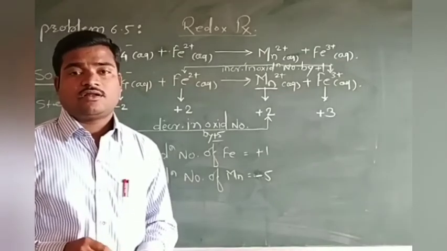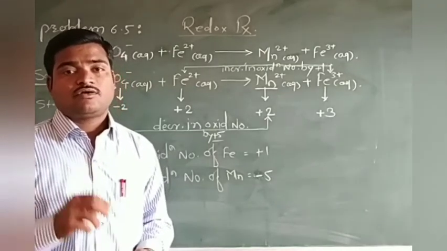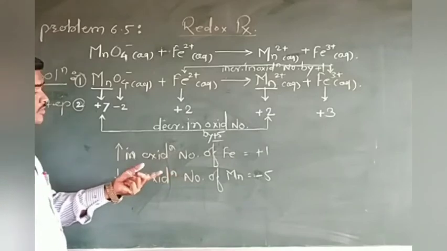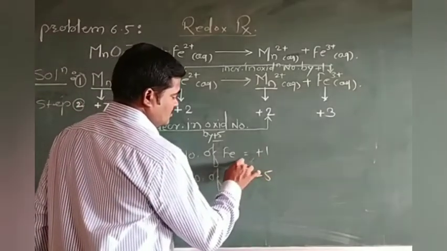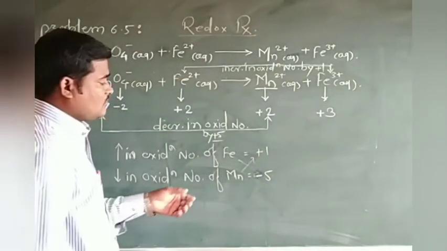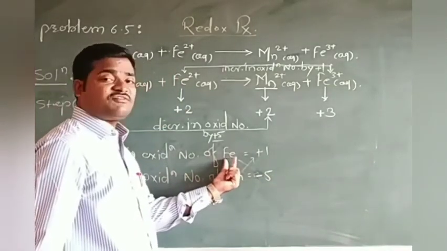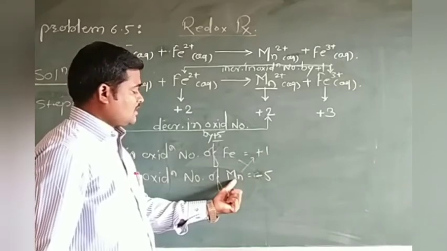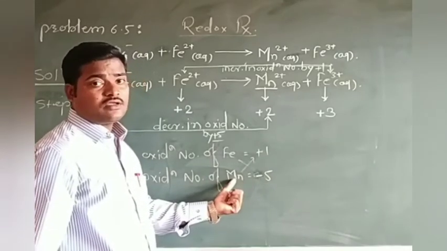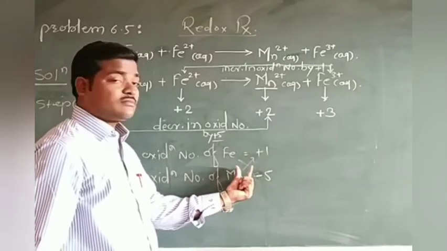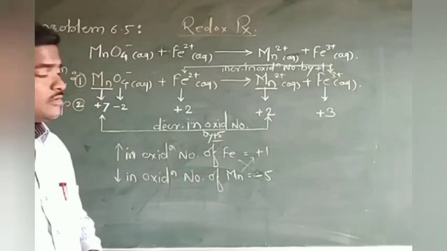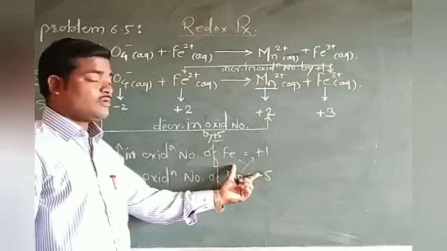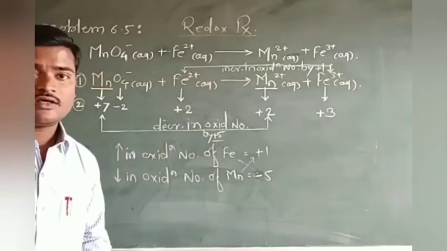To balance the given redox reaction, one of the important steps is this. What we have to do here is think: you have to multiply the Fe by 5, and multiply the resultant equation by 1 for the Mn. Why is this important? Because for the balancing of the given redox reaction we have to take this important step.